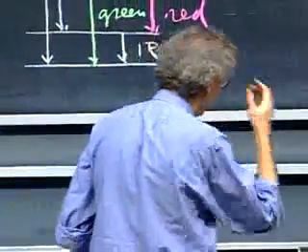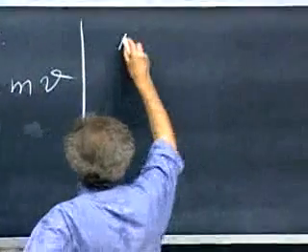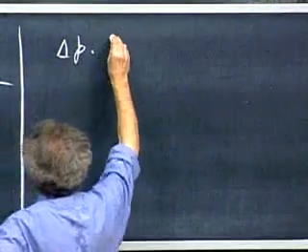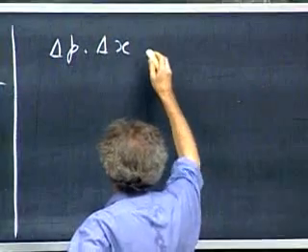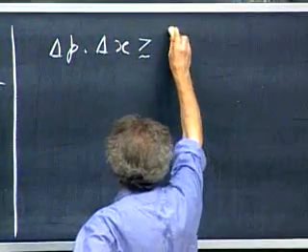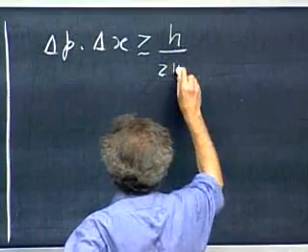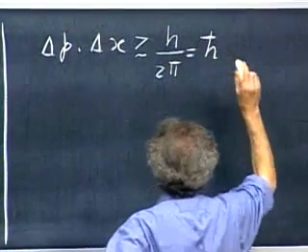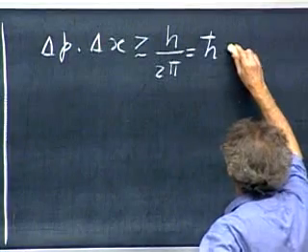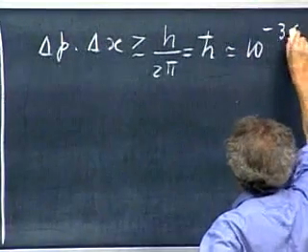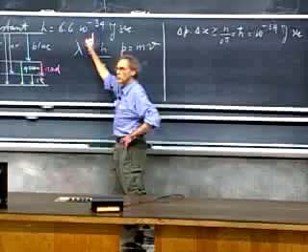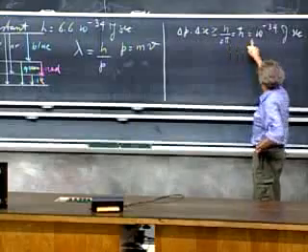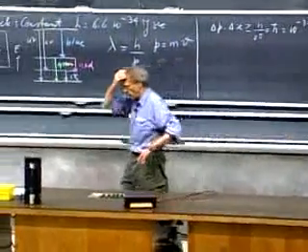What does it mean? First, let me write down Heisenberg's uncertainty principle. Delta p, the uncertainty in the momentum, multiplied by delta x, the uncertainty in the position of that particle, is larger than or approximately equal to Planck's constant divided by 2 pi, which in physics we call h bar, and h bar is approximately 10 to the minus 34 joule seconds. You see, h is 6.6 times 10 to the minus 34. If you divide that by 2 pi, you get about 10 to the minus 34.